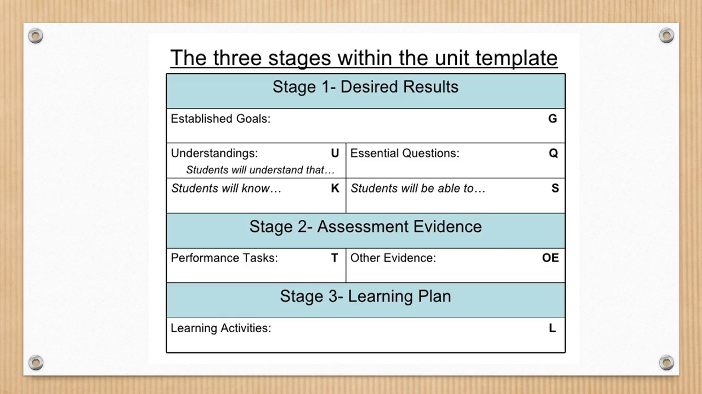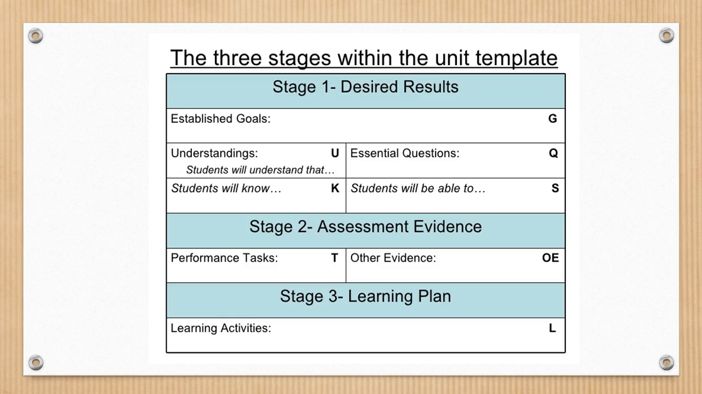But for the first stage, they use G for goals, so every time you are marking something and it's a goal, you could put the G beside it. U for understanding, asking that question or the statement, "Students will understand that." Q for the essential questions. K, what knowledge will the students have? "Students will know." S, what skills will they have? "Students will be able to."